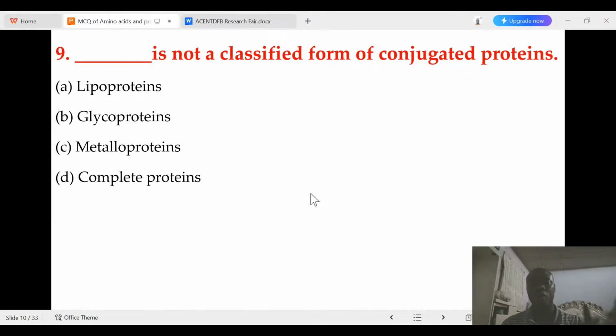Now I want you to answer this question. Question 9. What will be the answer? Dash dash dash is not a classified form of conjugated proteins. A. Lipoproteins. B. Glycoproteins. C. Metalloproteins. D. Complete proteins. Excellent, Ibrahim Bashir. The answer is complete proteins. So complete proteins is not a classification of conjugated protein.